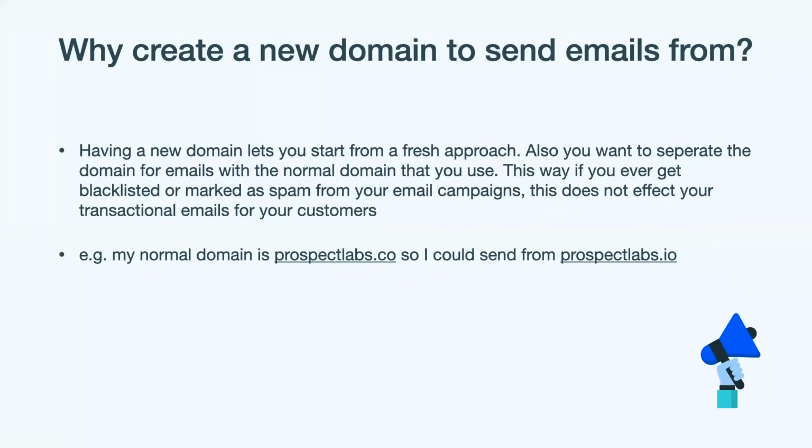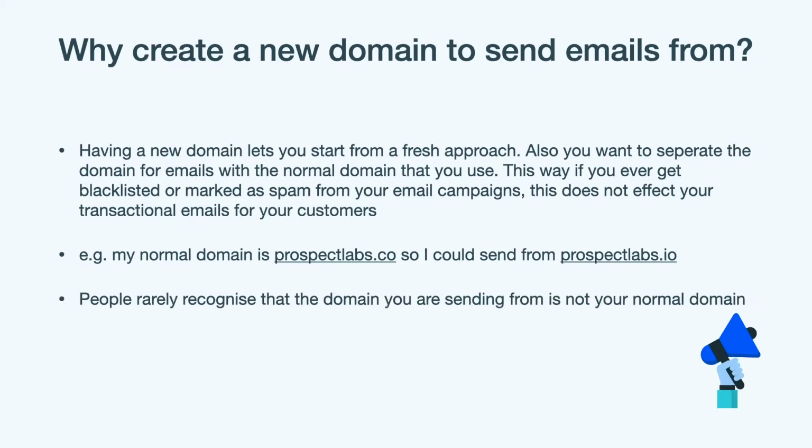This means that if I do email campaigns and get marked as spam, or get blacklisted, whatever, it's against the .io domain. So if I have customers on my prospectlabs.co email, all my transactional emails, all the people that are my customers are still getting my emails. So you send campaigns from a different domain so it doesn't damage your day-to-day domain. The other thing is, if you send an email from prospectlabs.io, people don't realize that it's not from .co. They don't pick up on this, and so it's fine. You can send campaigns, but they still think it's from your day-to-day business.